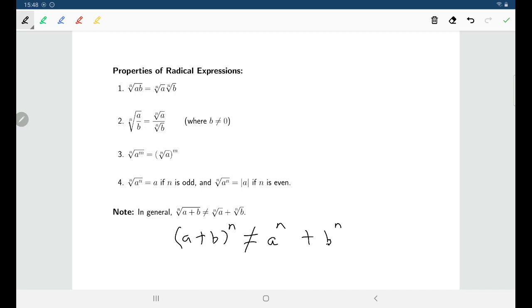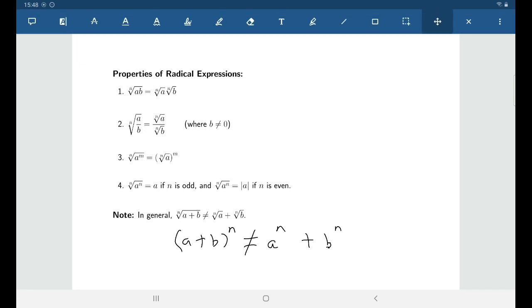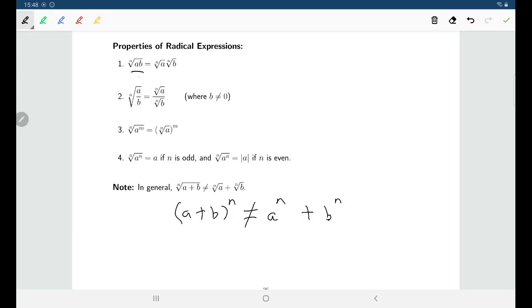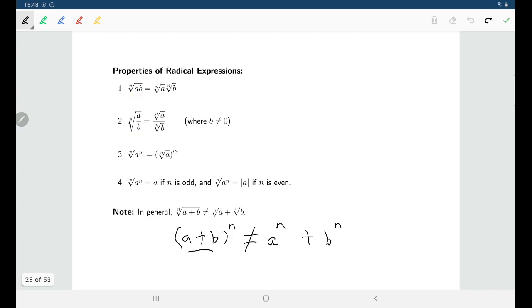It would be lovely if things worked out that way. That might make some of our algebra easier to do, but unfortunately that's not how it works. These are not properties of powers or of rational expressions. So when we've got things that are products or quotients, yes, we can go splitting them up, but for things that are sums or differences, adding or subtracting, nope, sorry, we cannot.